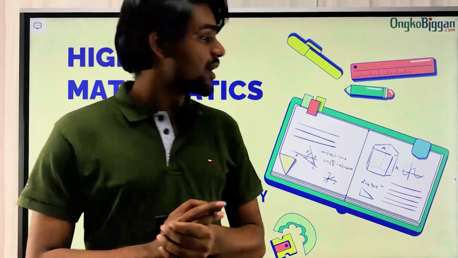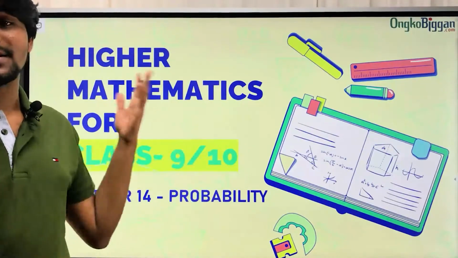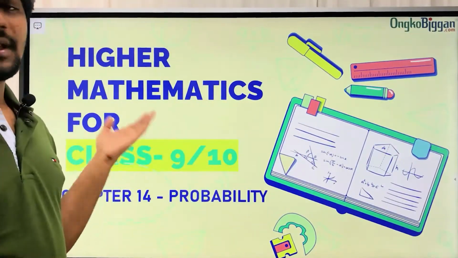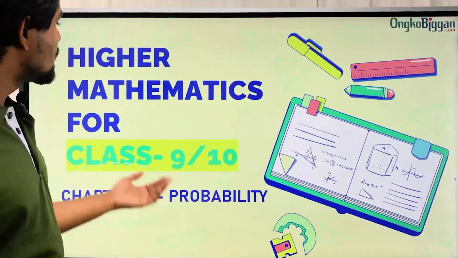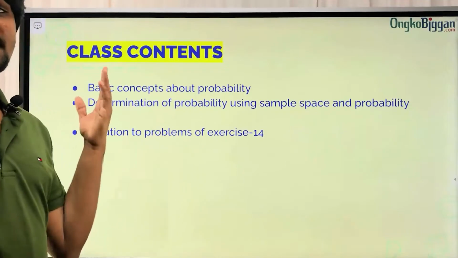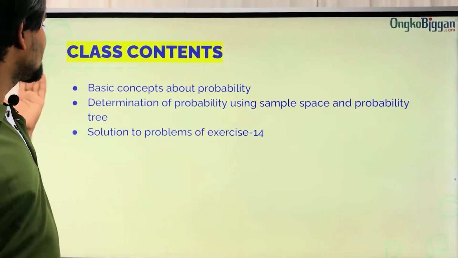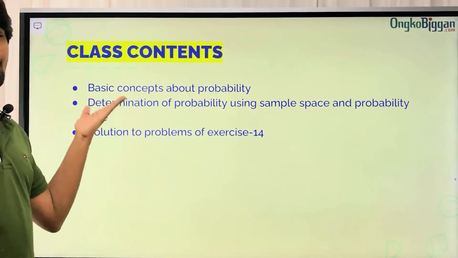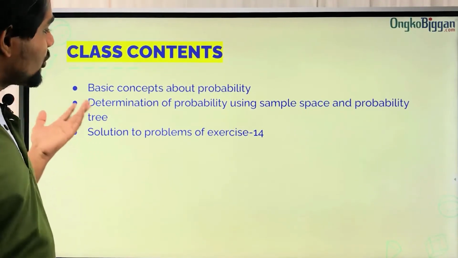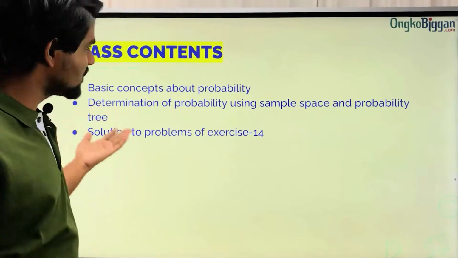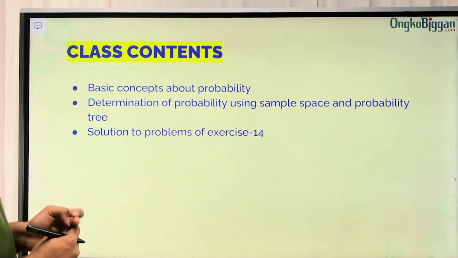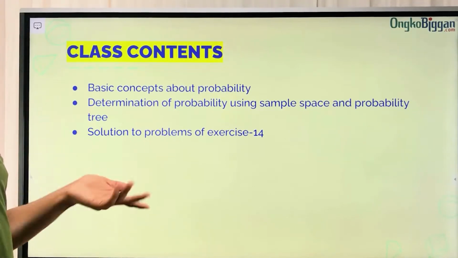In this math class, we are going to learn about chapter 14, the last chapter of your higher math book. The name of this chapter is probability. In this chapter, we are going to discuss some basic concepts about probability, then the determination of probability using sample space and probability tree. Then we will see what a probability tree and a sample space are, and finally the solutions to the problems of exercise 14.